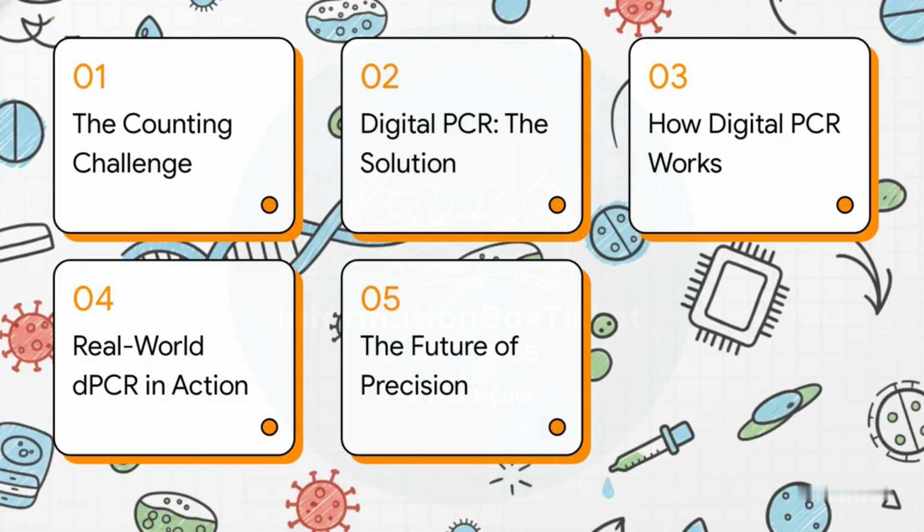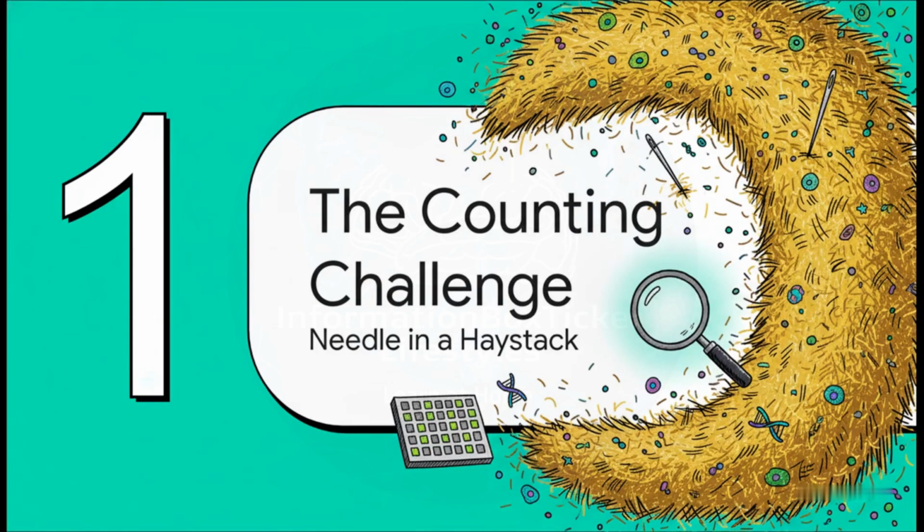So here's what we've got on tap. We'll start with the big counting challenge. Then we'll look at how digital PCR provides a solution. We'll get into the nitty-gritty of how it works, see where it's being used out in the real world, and finally, we'll talk about what this means for the future of precision. Let's get into it. All right, section 1, the counting challenge.